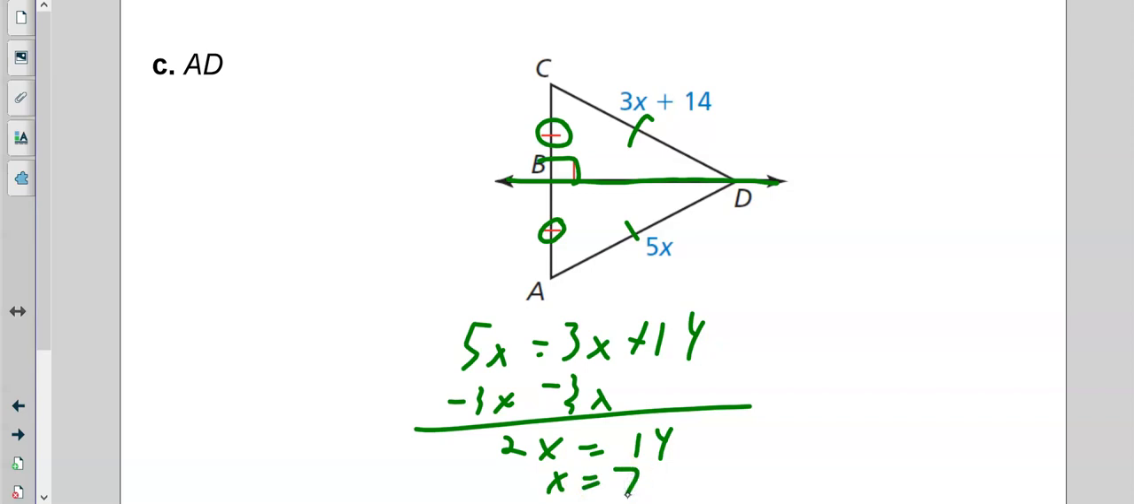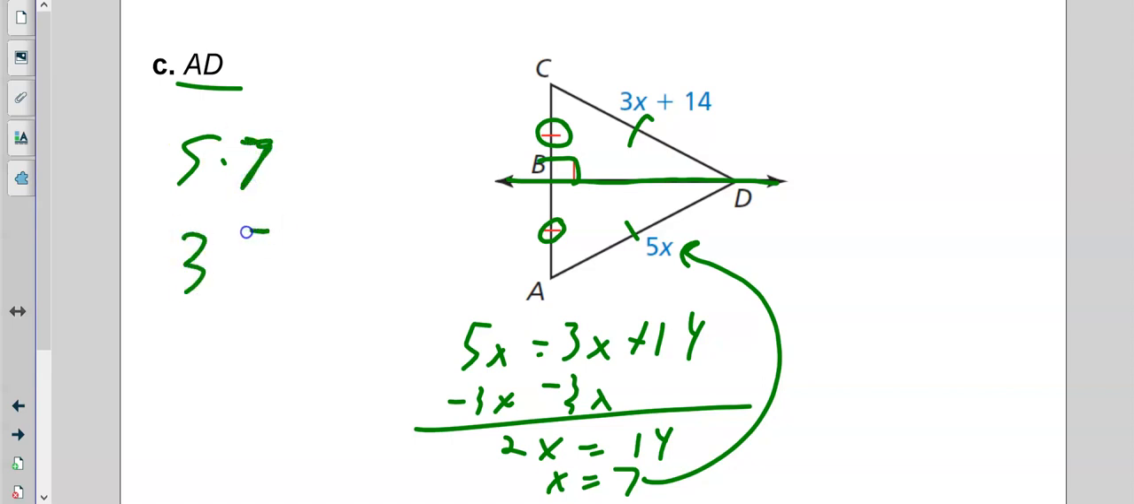But we're not trying to solve for x. We need AD. Well, AD is right here. So 5 times 7. AD is 35 in length.